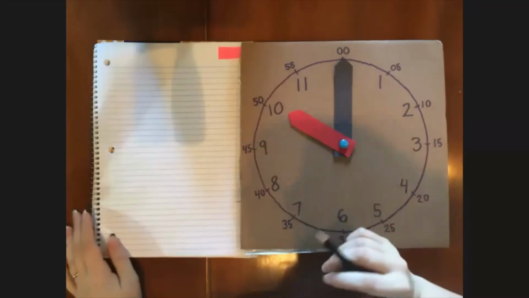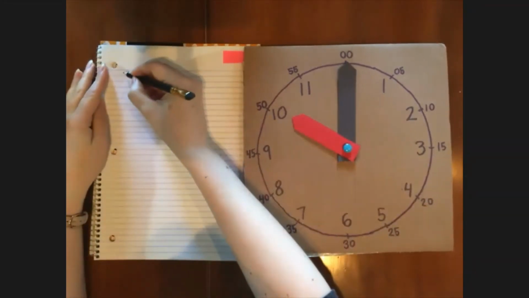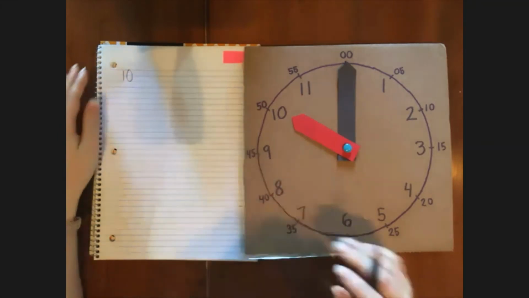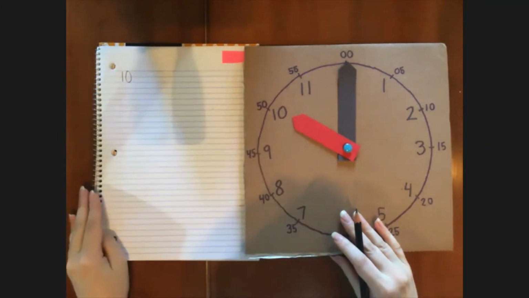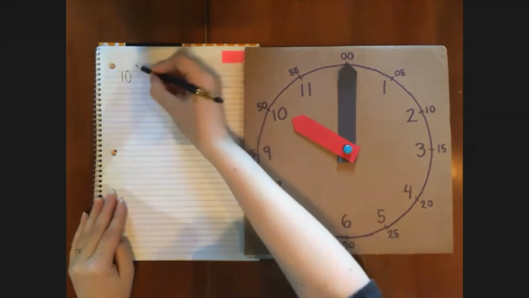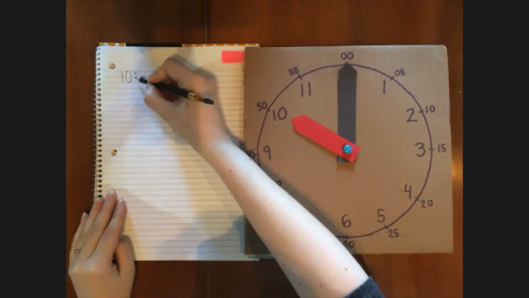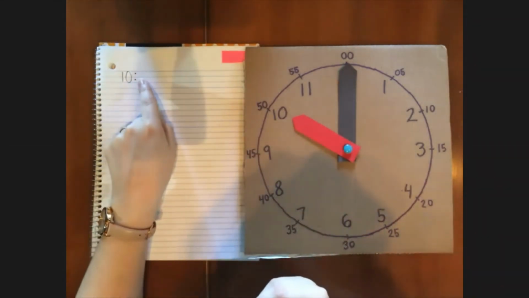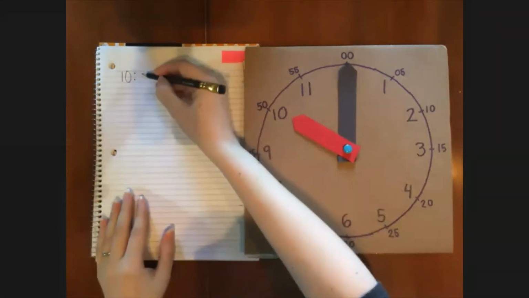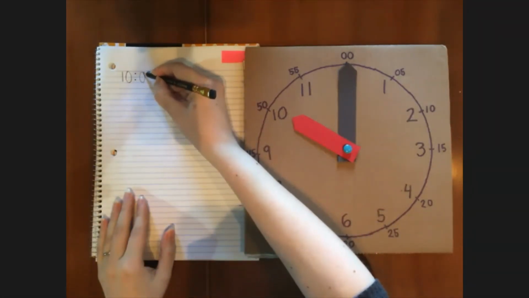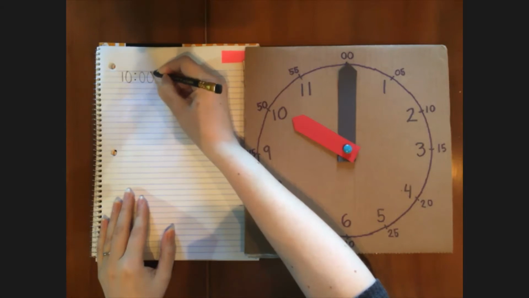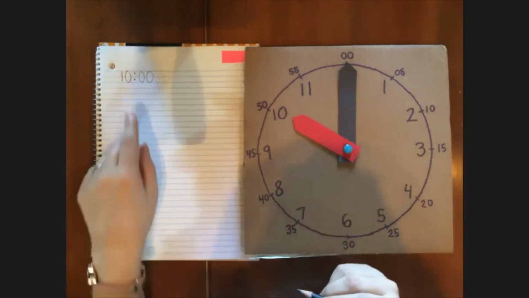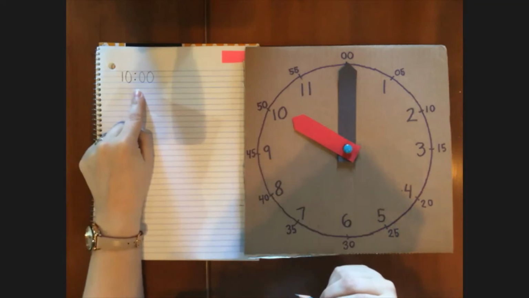So let's write down the number 10. And if you have a digital clock, then you may see this symbol, a colon, which is just 2 dots, and then 2 zeros. So this says 10 o'clock. And if you have a digital clock, this is what you will see.